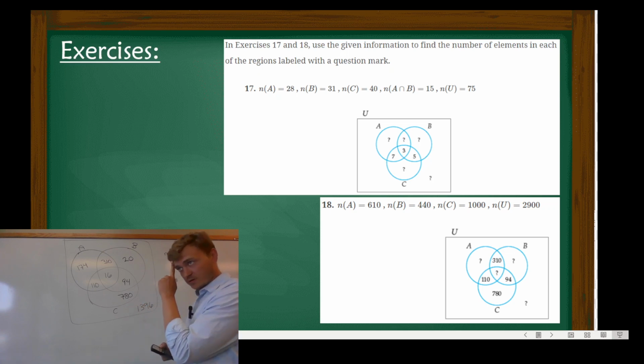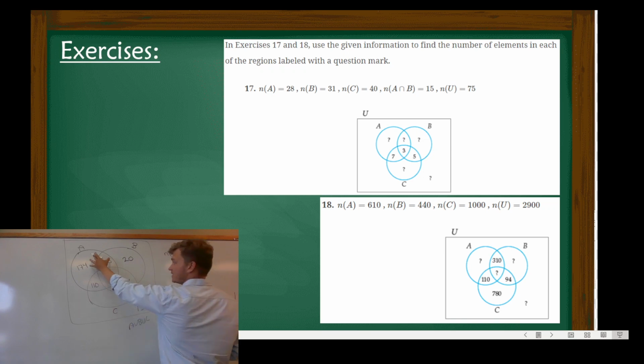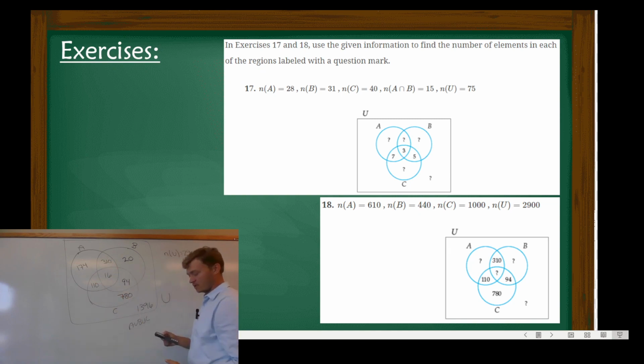All right, remember to think about what that number is. Every number on the outskirt in region 8, well, if you take A union B union C, everything that's in A or B or C, that's all these numbers right here. That's the number that we just subtracted away. And the complement of that is 1,396. So it's all those that aren't in A or B or C.